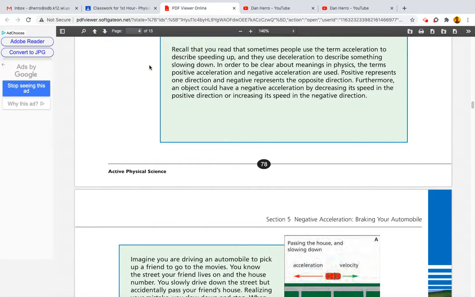Recall that you read that sometimes people use the term acceleration to describe speeding up, and they use deceleration to describe something slowing down. In order to be clear about meanings in physics, the terms positive acceleration and negative acceleration are used. Positive represents one direction, and negative represents the opposite direction. Furthermore, an object could have a negative acceleration by decreasing its speed in the positive direction or increasing its speed in the negative direction.